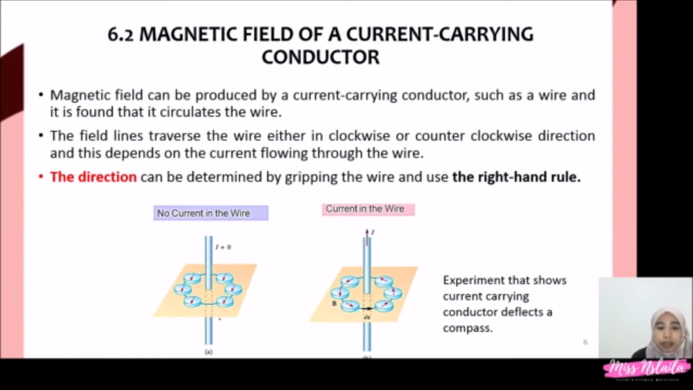First, diagram A, we have a wire with no current. What happens is, when we put the compass around the wire, the compass is directed to one direction only. Then when there is current in the wire, let's say it flows upward, the compass circulates around the current carrying conductor. So how do we determine the direction? We can use the right hand rule.